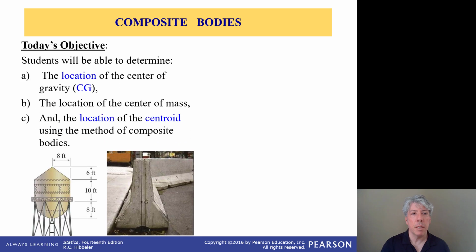We're going to learn about composite bodies, and in particular, how to locate the centroid of composite bodies. So if we've got some shape that's not simple, how do we locate the centroid of that shape if it's an area, for example? Or if we have multiple bodies, say on a platform, how do we locate the centroid or the center of mass or the center of gravity of all those items? Well, we're going to learn how to do it.